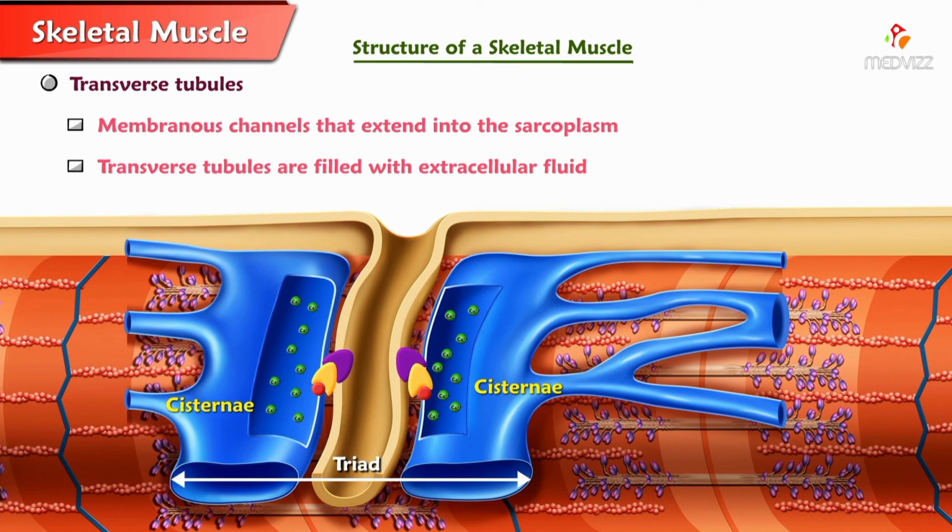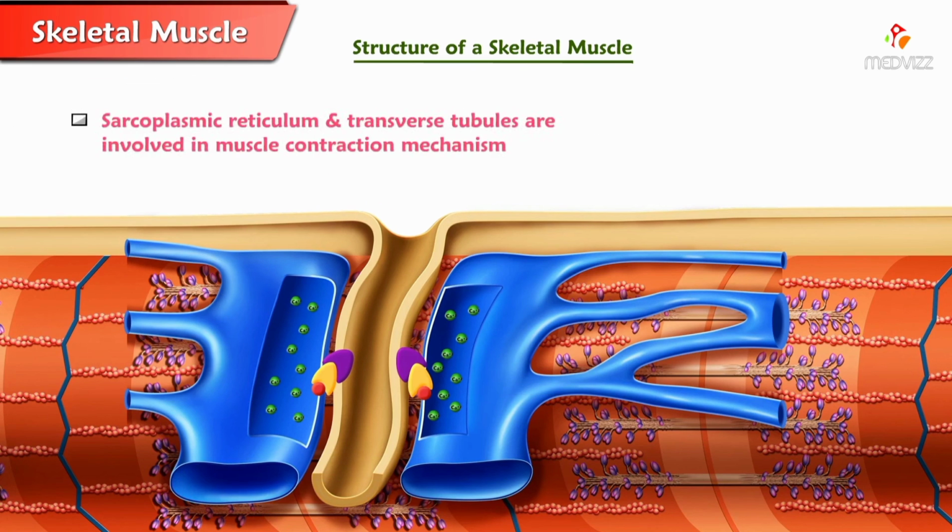Sarcoplasmic reticulum and transverse tubules are involved in the activation of the muscle contraction mechanism because one transverse tubule is associated with two sarcoplasmic reticulum cisternae. They are termed a triad.